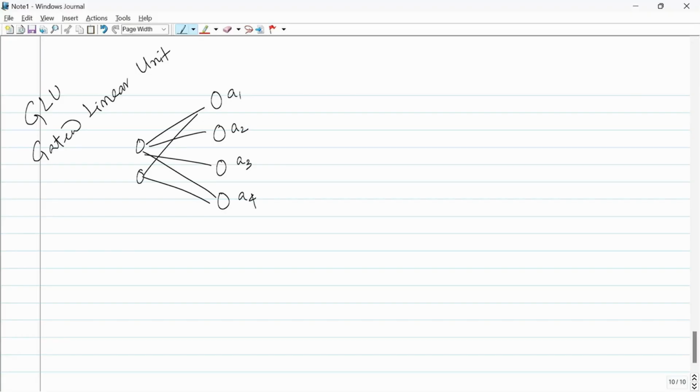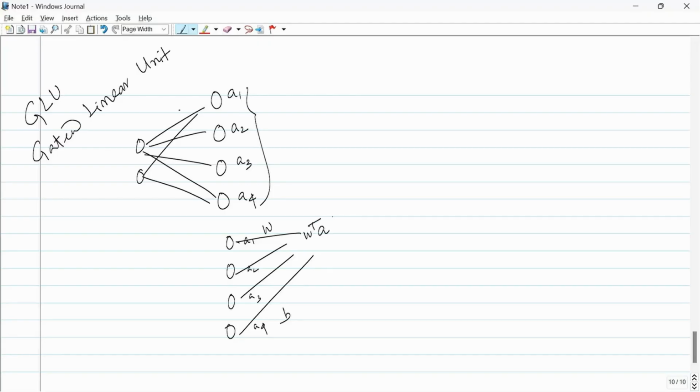they are pre-activation values, right? In GLU, what you do, you just duplicate this one here. Okay, duplicate this. So let's say A1, A2, A3, A4. Okay, you pass it through some weight, W weight. This weight is different from this weight, by the way. Okay, and then you also have a bias, right? So this will be W transpose A plus B. Okay, and you pass it through a sigmoid.